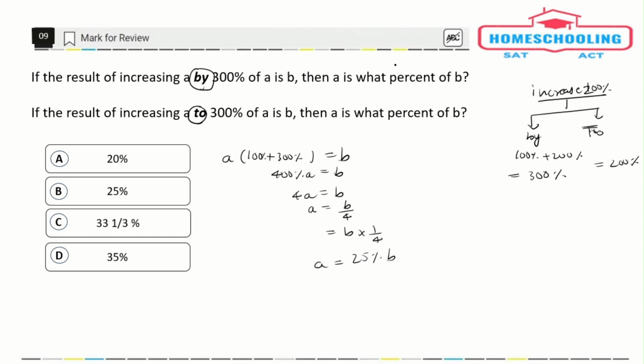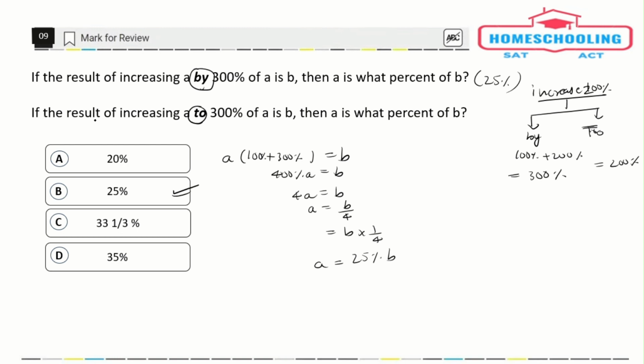So for the first, A is what percent of B? As we know, 1 by 4 is 25%. So A is 25% of B. So for the first one, 25% is your answer.